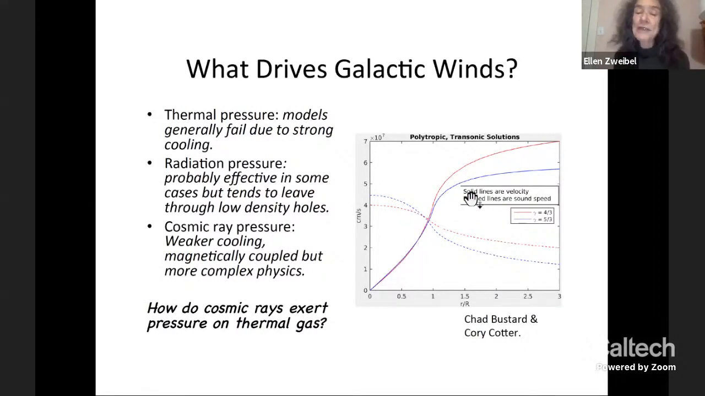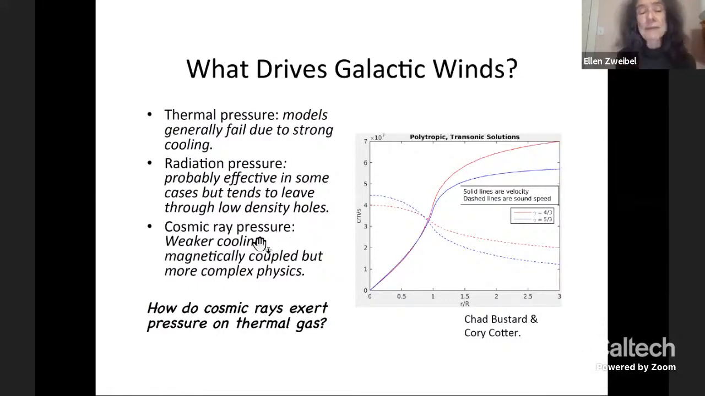And here, in a nutshell, is an argument for why a gamma equals 4/3 gas is more effective at driving a wind than a gamma equals 5/3 gas. So this is just a pressure-driven wind. There's a trade-off between the high sound speed material at the center, which gradually transfers its energy, and we wind up with these asymptotic velocities.